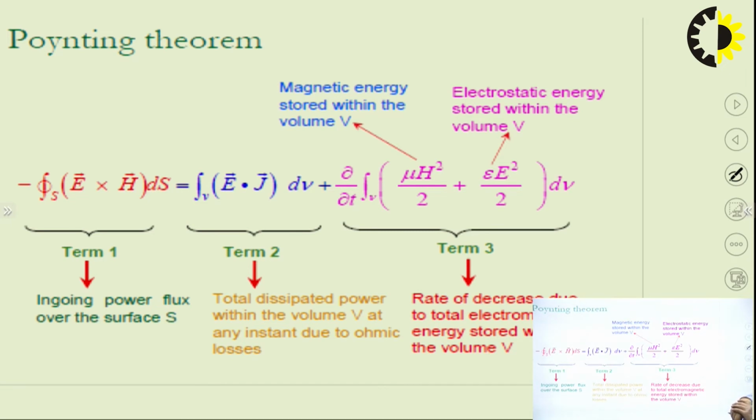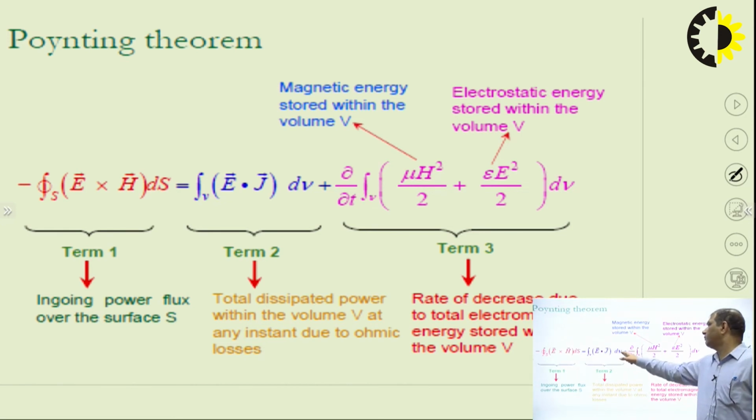So, according to the Poynting theorem, the energy which is ingoing inside any closed surface S will be equal to the total dissipated power within the volume V. So this first term will represent the loss of power.